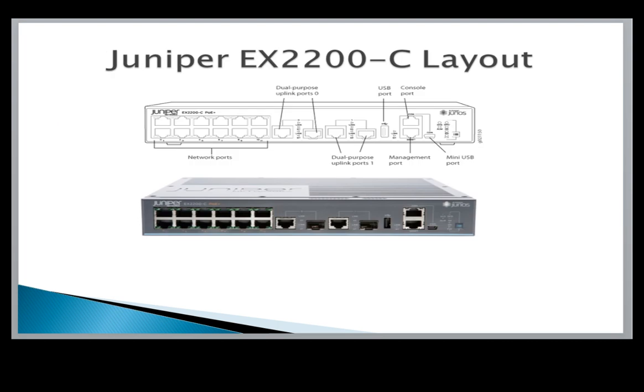Okay, so this is the layout of your Juniper EX2200C model. So it is having 12 GB Ethernet ports which are PoE enabled and two dual purpose uplink ports 0 and 1, one USB port, one console port, one management port and one mini USB port.